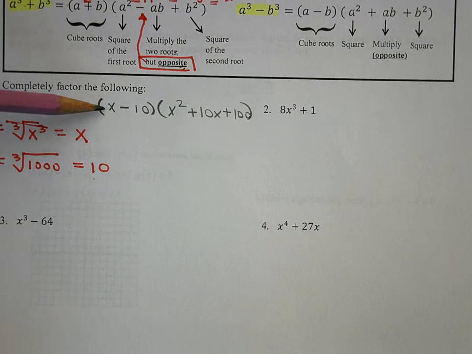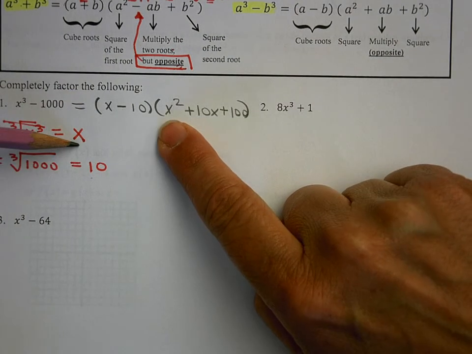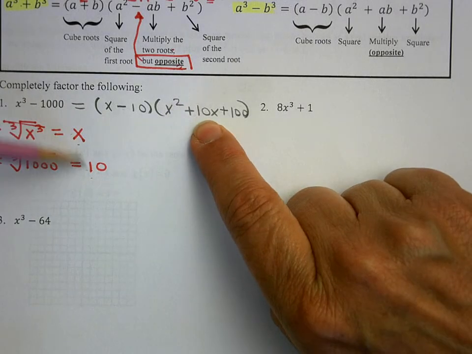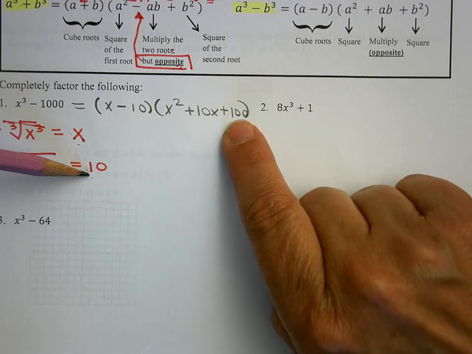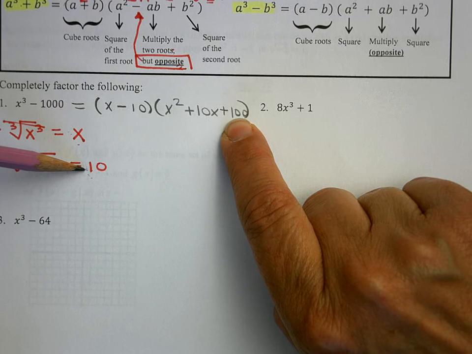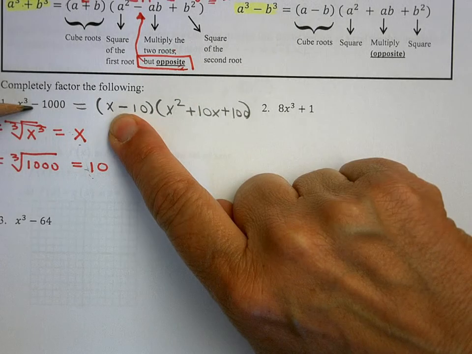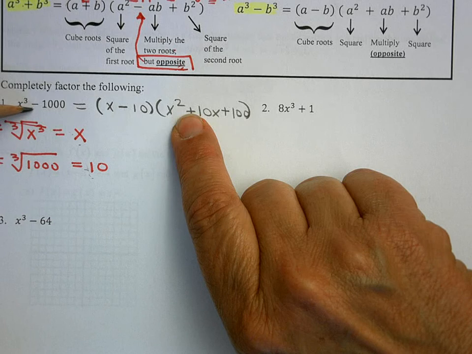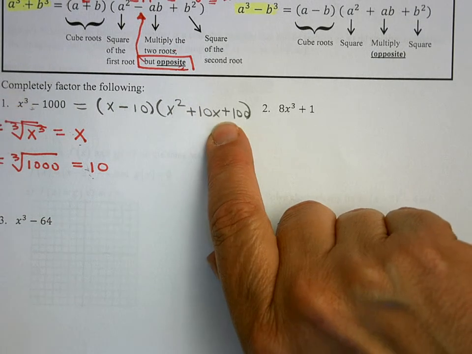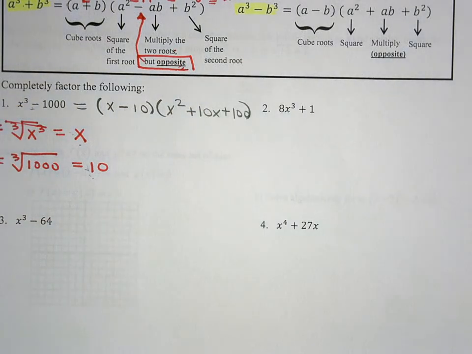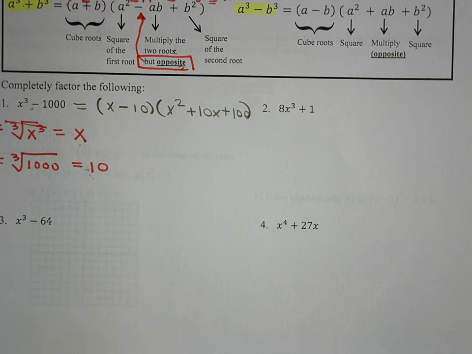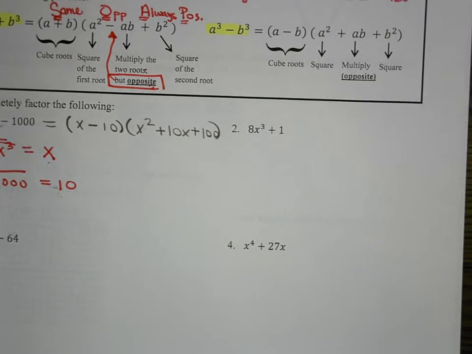Okay, so the roots go here, x and 10, and then I square, so x times itself, and then I multiply 10 times x, and then I square the second one, so 10 times 10. This sign is the same, this one is opposite, and this one's always positive. Okay. All right, so if you think you got it, hit pause and try a couple of them.